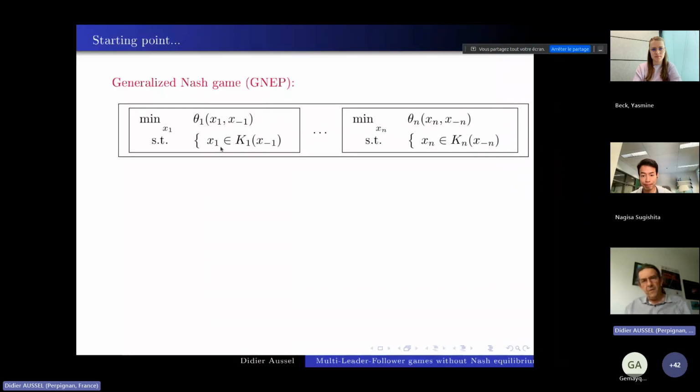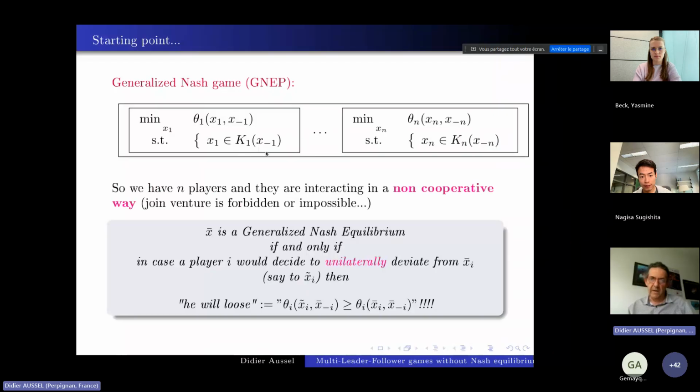And of course, the set of decisions of one player, xi, is in a set which depends on the decision of the other one. Okay, so we know this perfectly, and which means that nobody has the advantage to unilaterally deviate. I will come back to this.